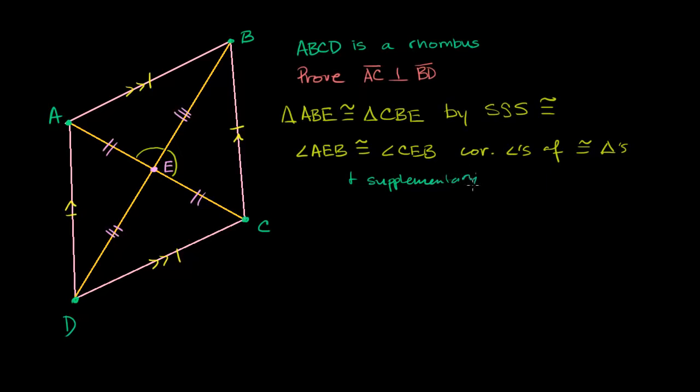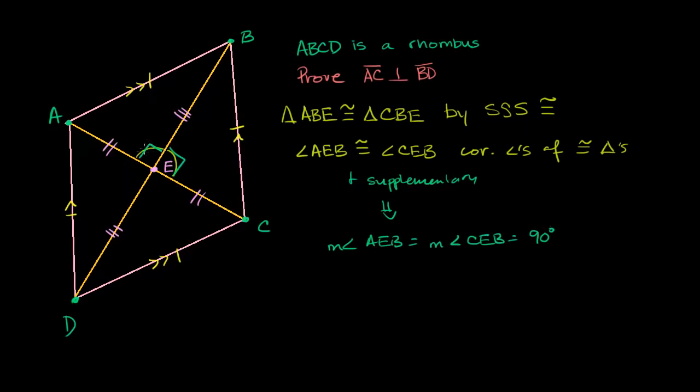So we have these two with the same measure, and they need to add up to 180 degrees. So if I have two things that are the same and they add up to 180 degrees, what does that tell me? That tells me that the measure of angle AEB is equal to the measure of angle CEB, which must be equal to 90 degrees. They're the same measure and they are supplementary. So this is a right angle, and then this is a right angle.